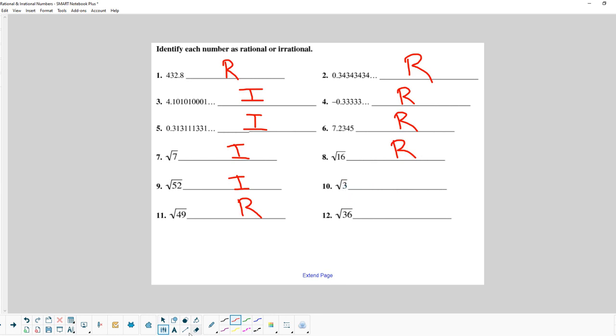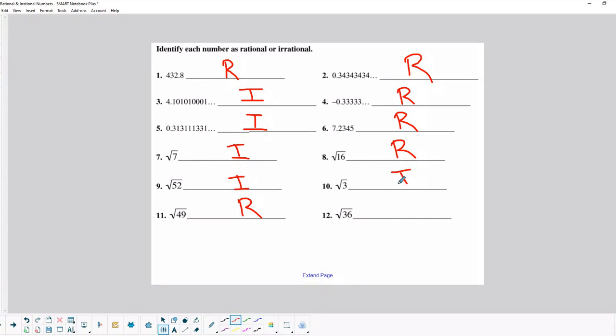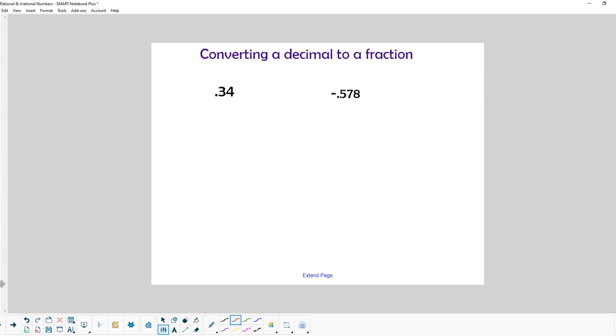The square root of 3, we better get our calculator and show you what happens. We get this other number that looks kind of like pi. It's a number that goes on forever and never terminates or repeats. So the square root of 3 would be irrational. The square root of 36 would be 6, so that makes it a rational number. So there's just an example of some rational versus irrational numbers.